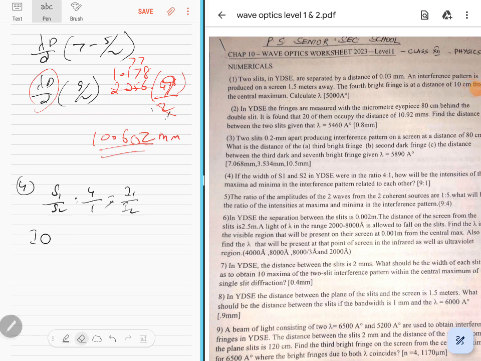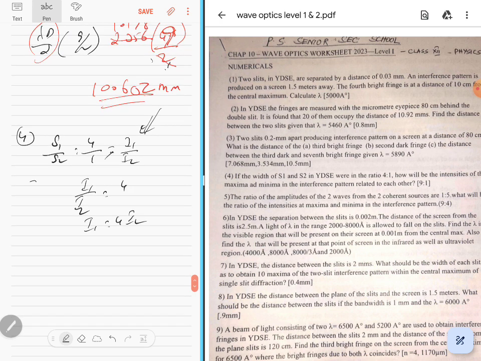You know that the incoming intensities I1 by I2 are in the ratio 4:1. So I1 is equal to 4 times I2. And you know how to calculate the resultant intensity. R maximum is A plus B the whole square, and R minimum is A minus B the whole square, where the amplitude is the root of the intensity, and intensity is the square of the amplitude.